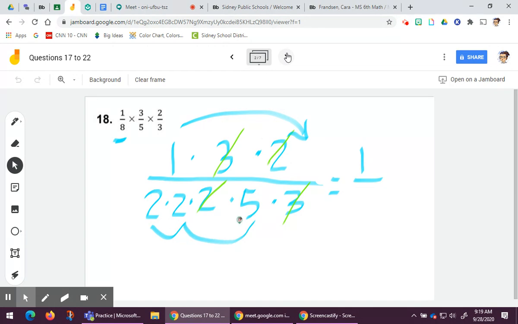Careful. So what's our answer for 18? 1/20.